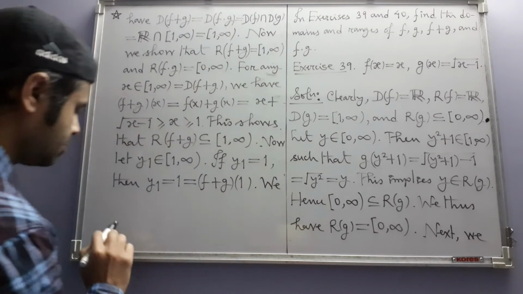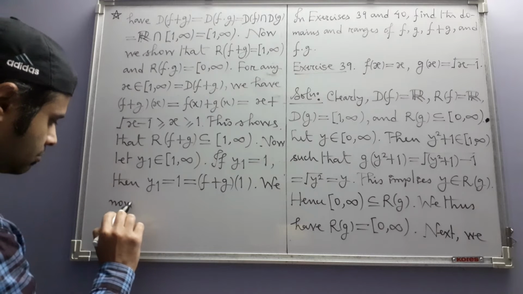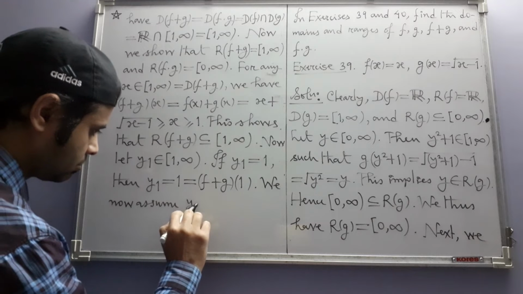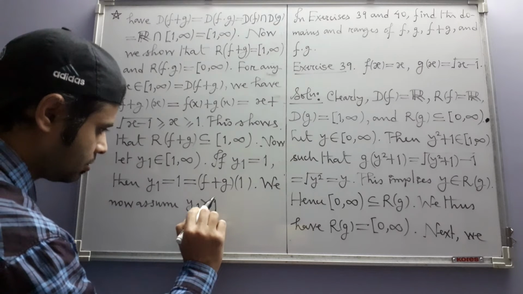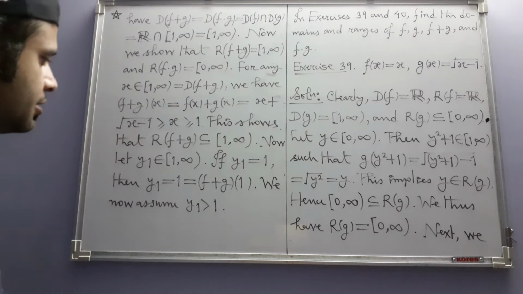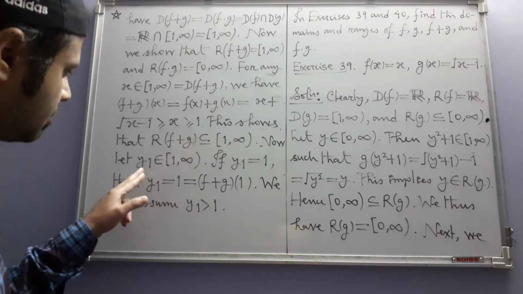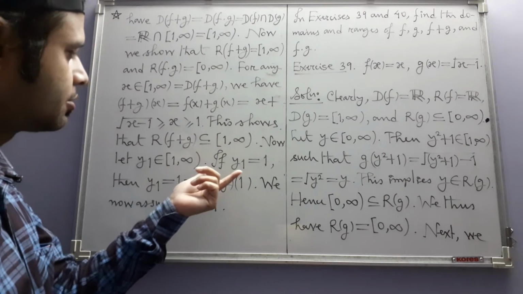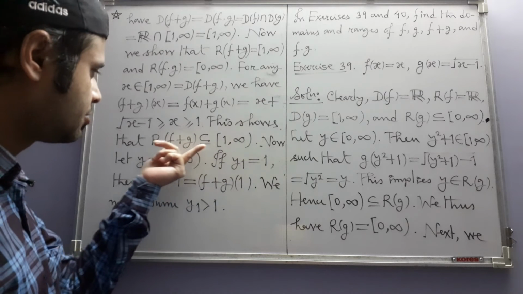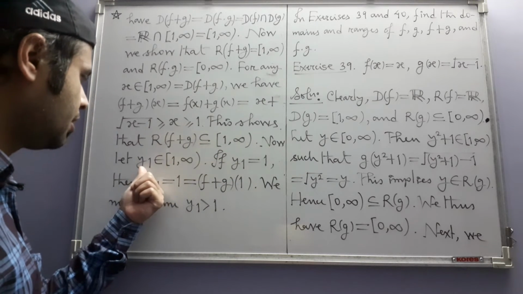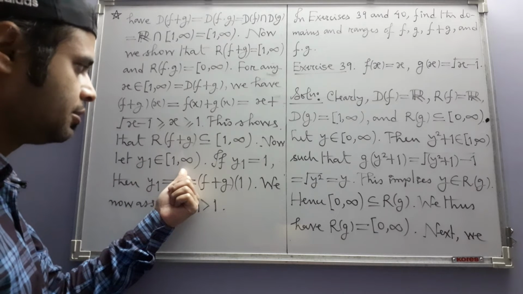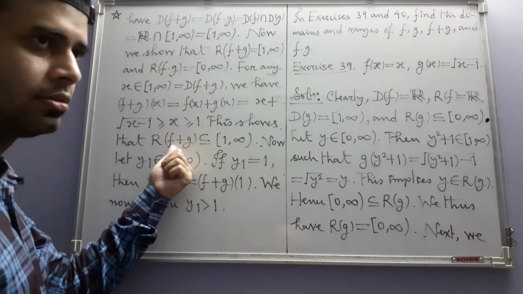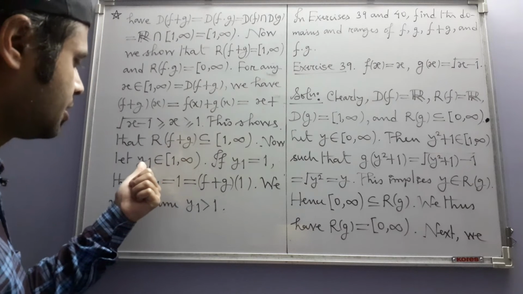So we now assume y1 is greater than 1. What is our aim now? Our aim now is to prove that the reverse inclusion is also true. Namely, this set is also a subset of this. So we have arbitrarily chosen an element in this set. We want to prove that this y1 belongs to the range, that is, y1 is an output.